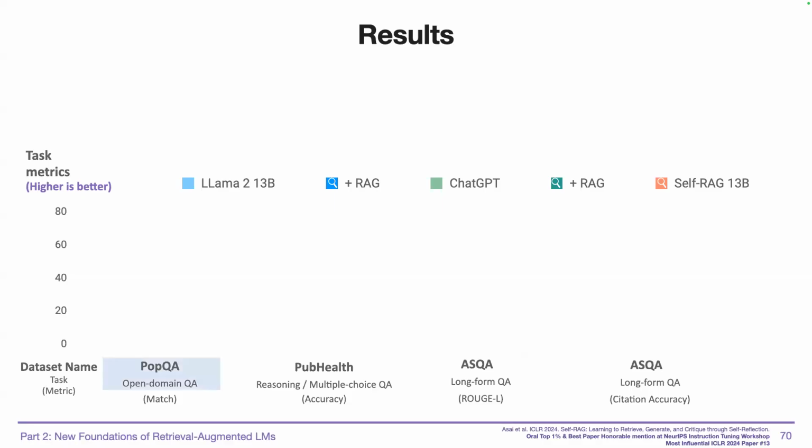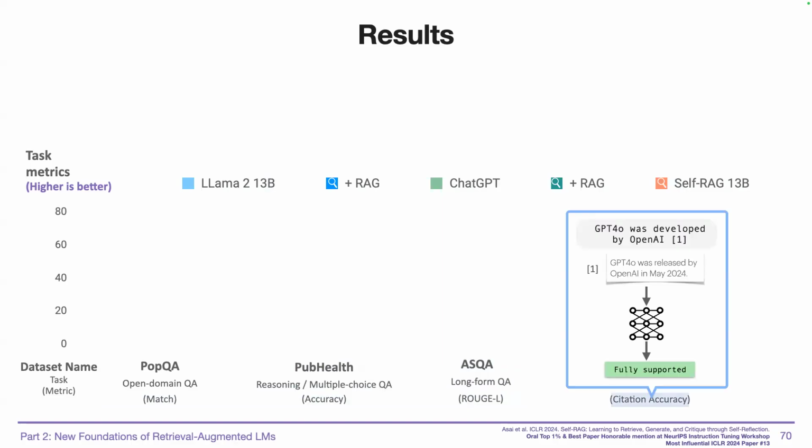PopQA, a short-form QA dataset, which I just discussed in part 1. PubHealth, Analysis QA, a multiple choice and long-form generation dataset that requires reasoning over multiple documents and is thus more complex than PopQA. Model performance was evaluated using standard metrics like accuracy and citation accuracy. The citation accuracy evaluates if the model output is fully supported by the accompanying citation. More details of our evaluations are in the paper.